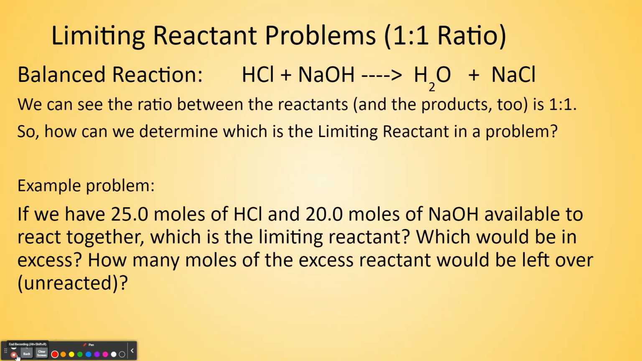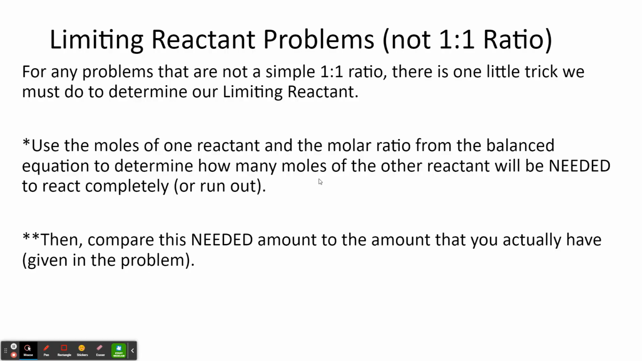Hopefully this is making a bit of sense. Let's see a couple more examples. When it's not one-to-one, there's a little trick that we must do. You're going to see how many moles of one reactant we need. We're going to use our molar ratio to determine how many moles of the other reactant, or other reactants. If we have more than two, then we need to look at each of them.